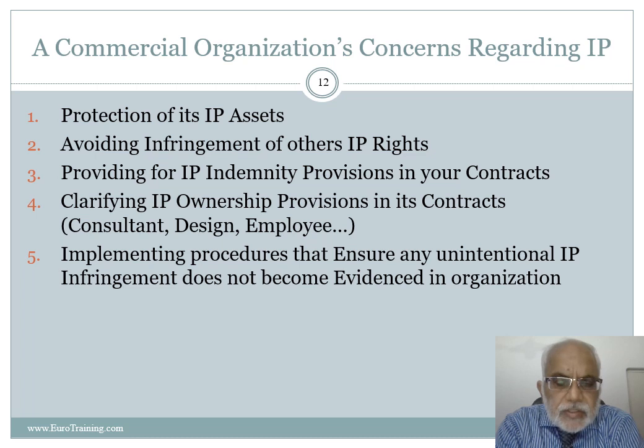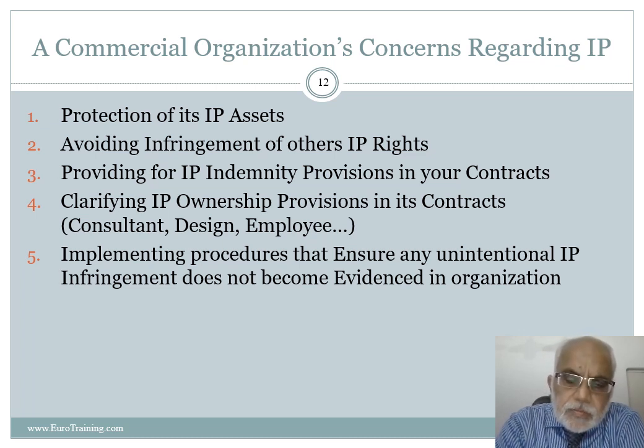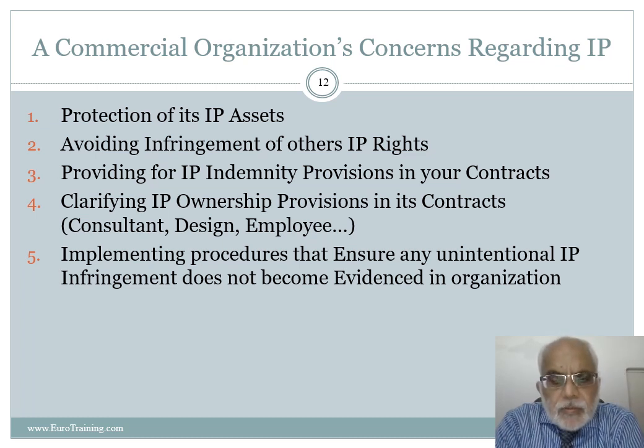Another commercial organization's concern is implementing procedures that ensure any unintentional intellectual property infringement does not become evidenced in the organization. Every organization tries to ensure that they do not intentionally infringe anybody's intellectual property. But that is not sufficient. Sometimes unintentional infringement may take place. In such cases, this point number 5 talks about what an organization can do to make sure that evidence will not be created that you infringe somebody's intellectual property.